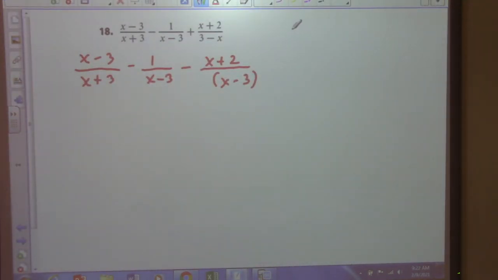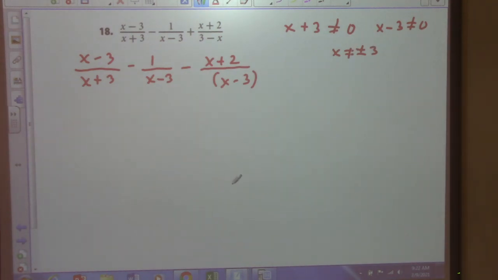Just x plus 3, x minus 3 cannot equal 0. x plus 3 cannot equal 0, and then x minus 3 cannot equal 0. So x cannot be equal to 3 and then cannot be negative 3. Plus or minus 3, okay? So x is not equal to plus or minus 3, okay? Good. That's as far as I got.